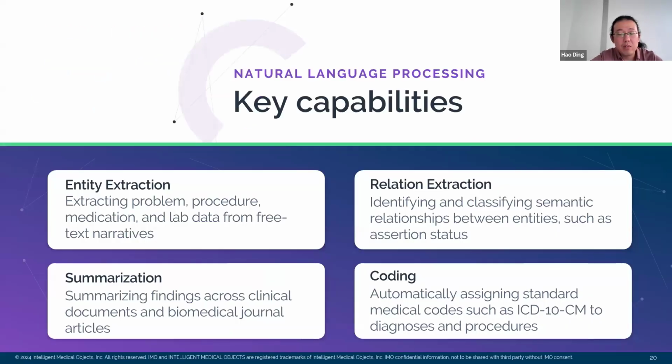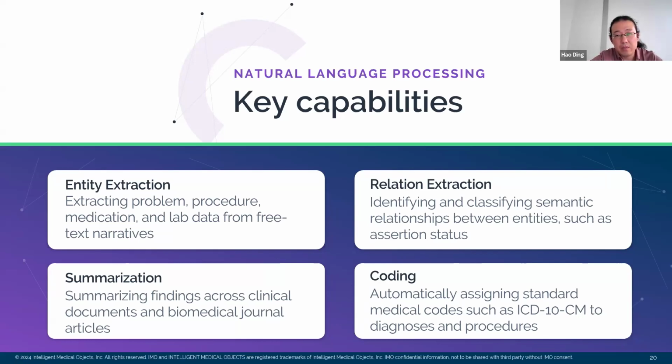Now let's dive into the heart of clinical NLP, its key capabilities. First, we have entity extraction, often called named entity extraction. Think of this as the ability of NLP to act as a skilled miner, trying to find precious stones from a rock bed. In our case, these precious stones are critical pieces of information, like problems, procedures, medications, or lab data, buried in the free text narratives of patient records. This capability is foundational because it converts unstructured text into structured data that we can act upon.